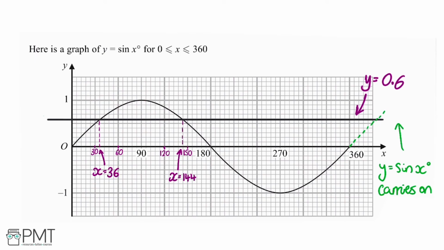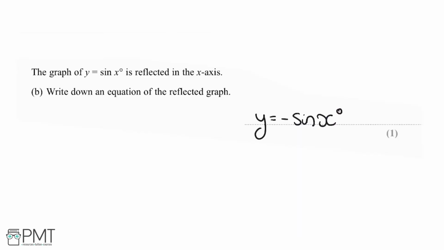So all these points will go down here. Since y equals sine x, to reflect in the x-axis, we need to take everything in y and multiply it by minus 1 to flip it over the x-axis. We've said our equation for the reflected graph is y equals minus everything that it was.